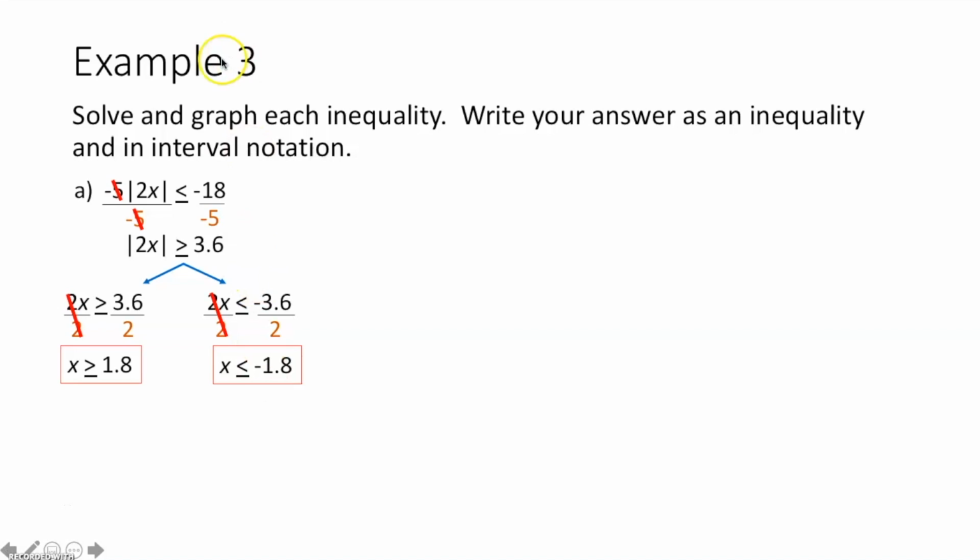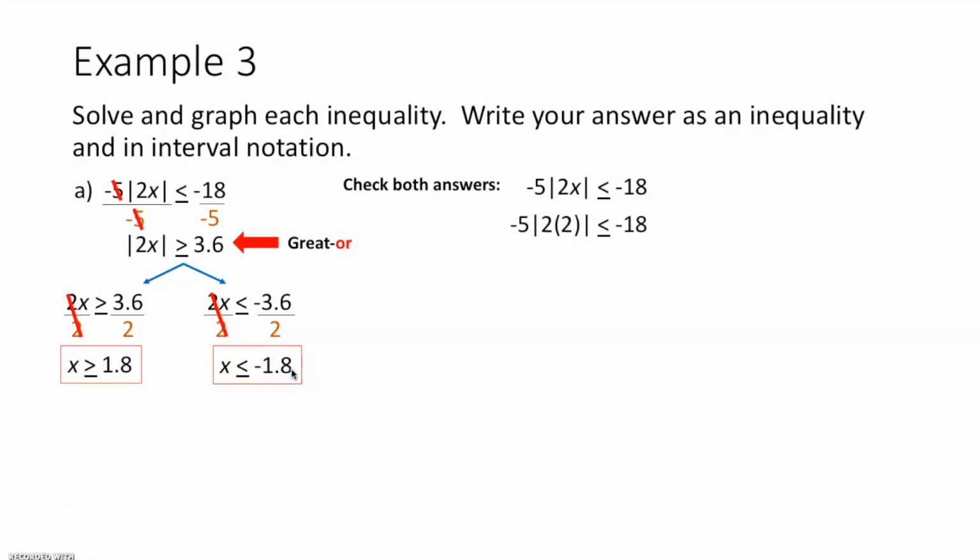Now I decide, is this an and or an or compound inequality? Well, when I got the absolute value by itself, I had a greater than or equal to symbol. Greater than means it's an or compound inequality. So I need to check answers that are greater than or equal to 1.8 and less than or equal to -1.8. So we're going to check both of those possible solutions.